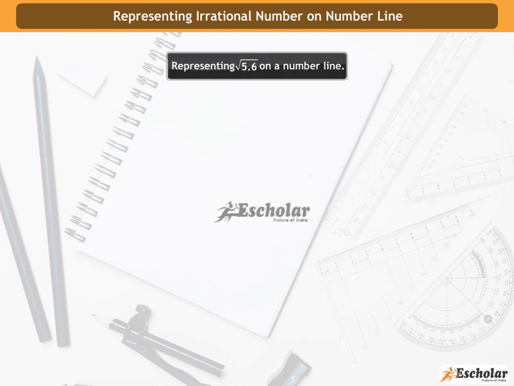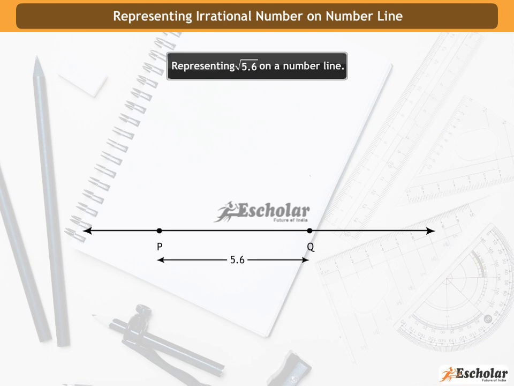Here we are going to represent root 5.6 on the number line. How do you do that? First draw a line and mark P and Q such that PQ is equal to 5.6 units. Now mark another point S such that QS is 1 unit. Now mark another point O, the midpoint of PS, so that OP is equal to OS.